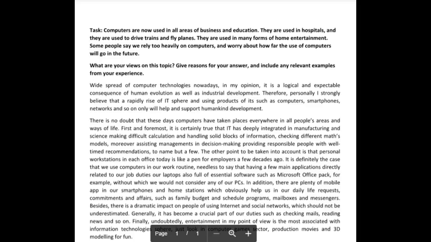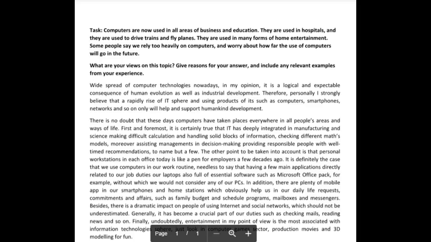Computers are now used in all areas of business and education. They are used in hospitals, and they are used to drive trains and fly planes. They are used in many forms of home entertainment. Some people say we rely too heavily on computers and worry about how far the use of computers will go in the future. What are your views on this topic? Give reasons for your answer and include any relevant examples from your experience. Okay.